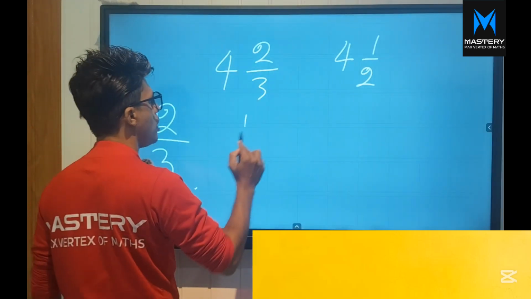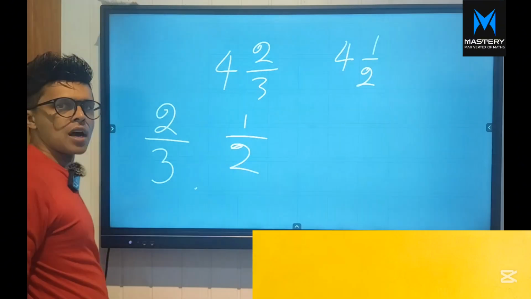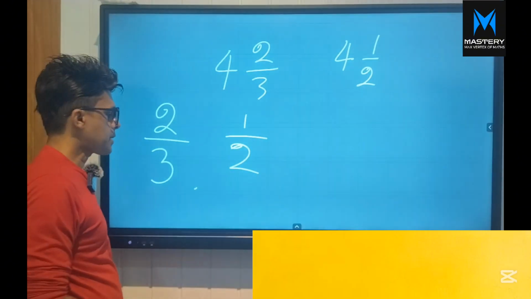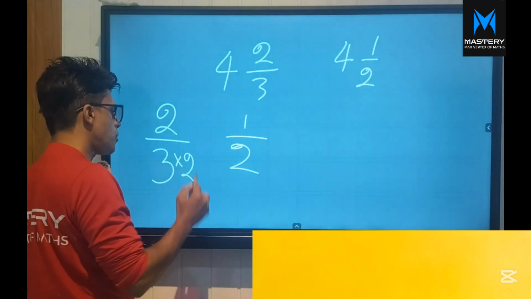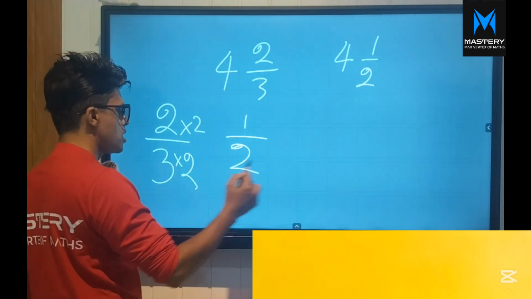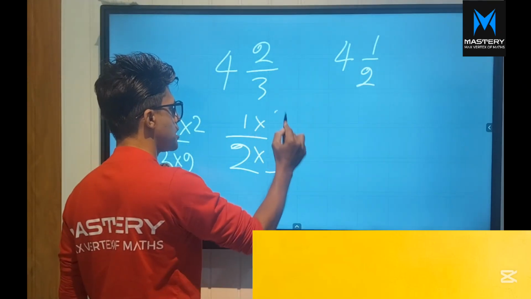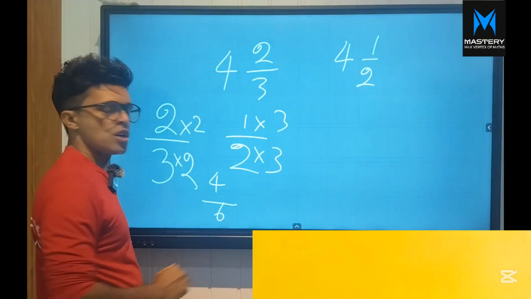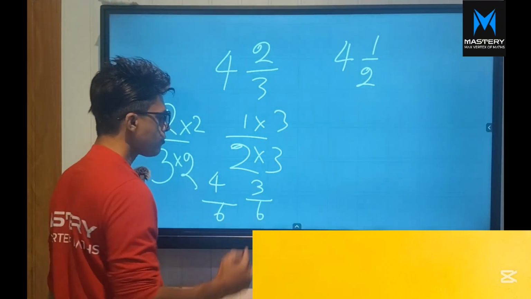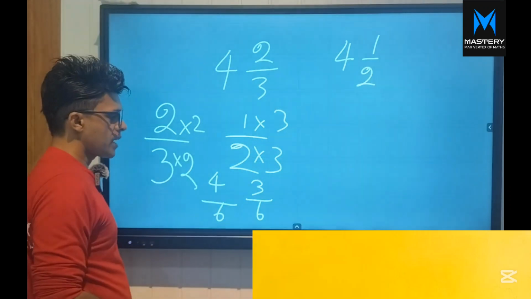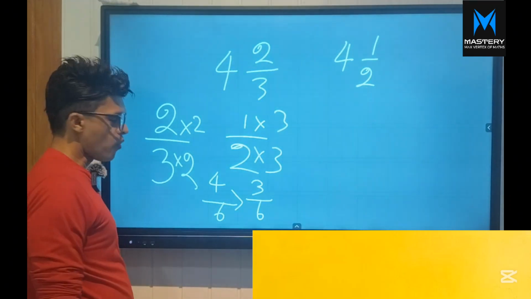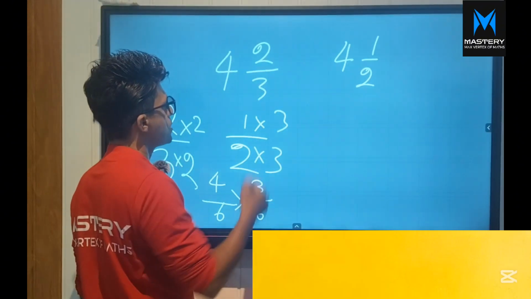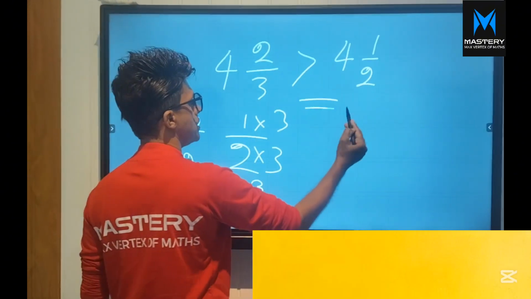2/3 and a half. Now the previously studied method can be applied here in terms of getting the greater fraction. Denominator multiplied by 2, here 2, and denominator here multiplied by 3. So 2 times 2 is 4, 3 times 2 is 6, 1 times 3 is 3, 2 times 3 is 6. Right now, the greater fraction is 4 over 6, which means this one. So the answer here is this one.